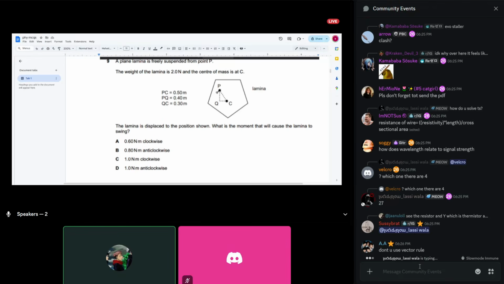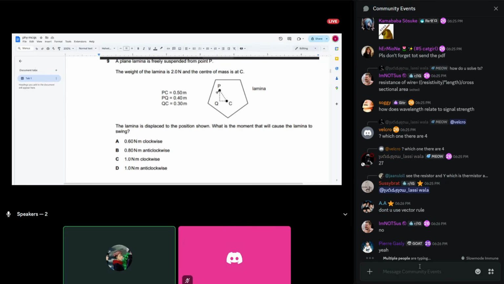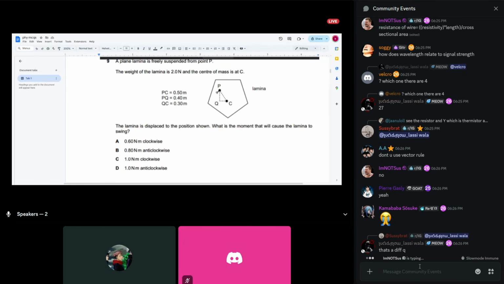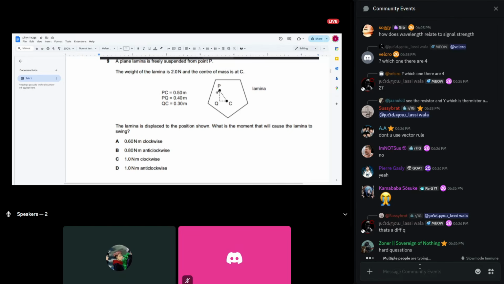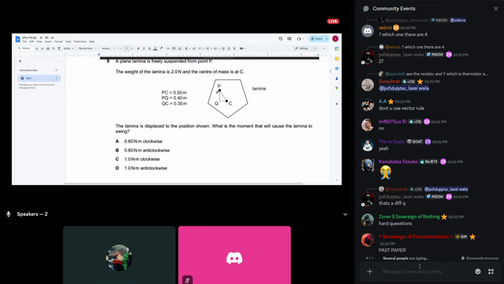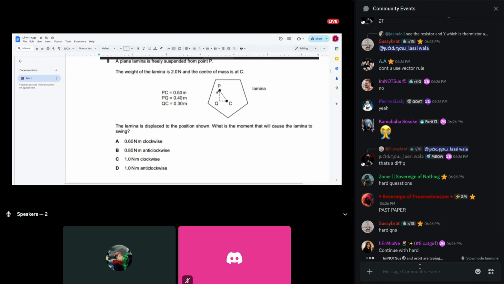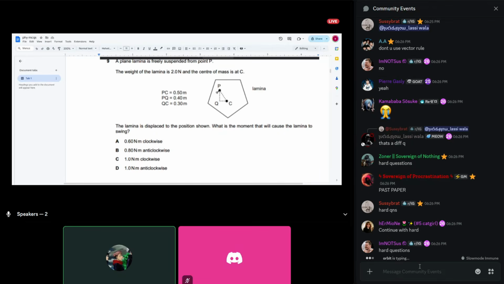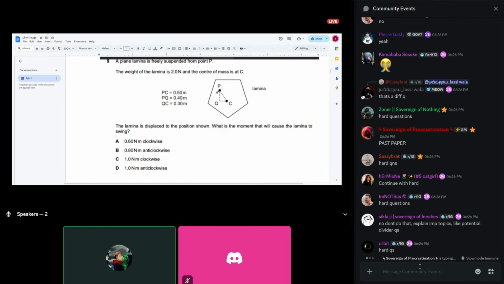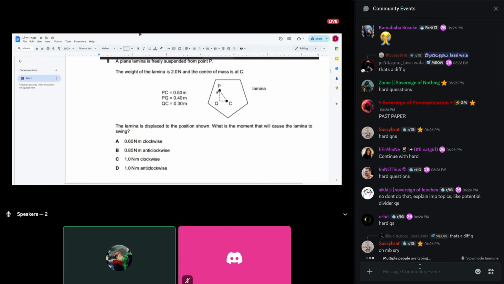Guys, do you want me to solve a past paper in full, or do you want me to continue with hard questions? No, we don't use vector rule because distance is not a vector. Look, we're using perpendicular distance. Because we're talking about perpendicular distance, it has to be QC, because the distance has to be perpendicular to the force.